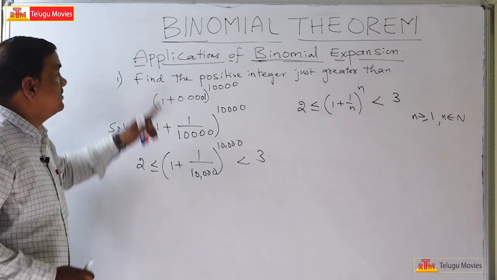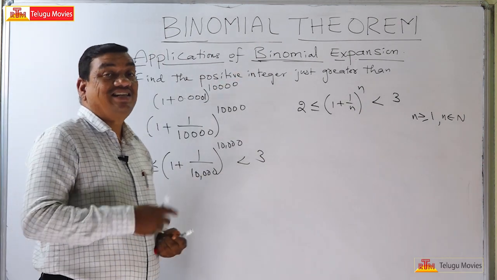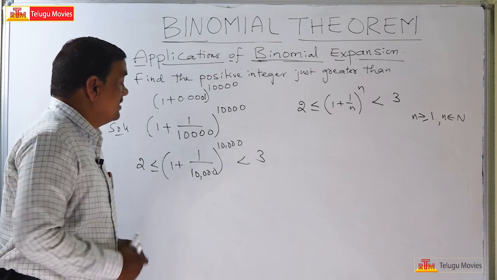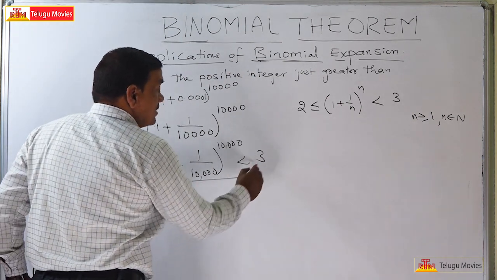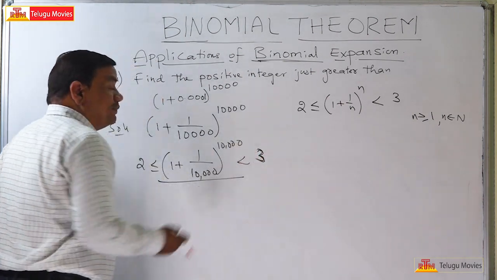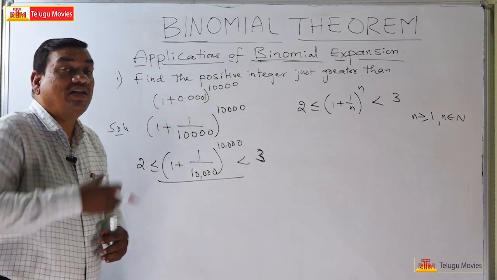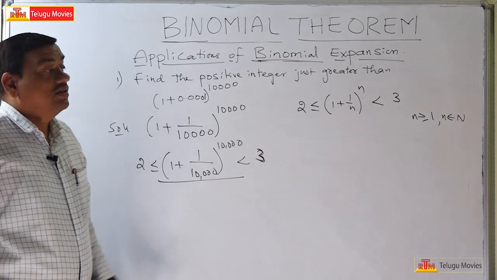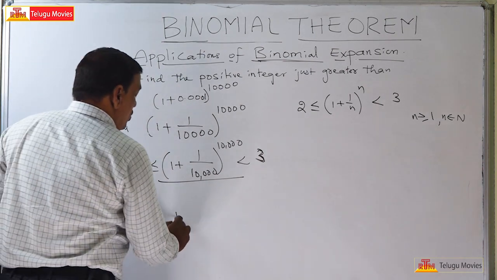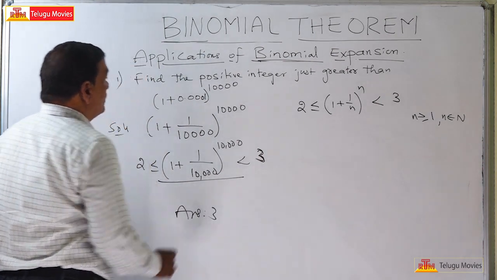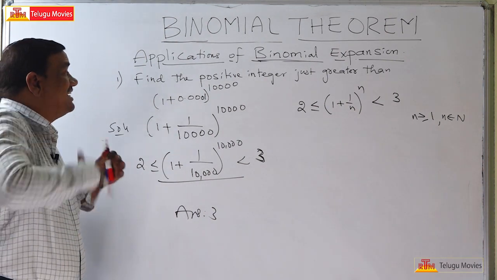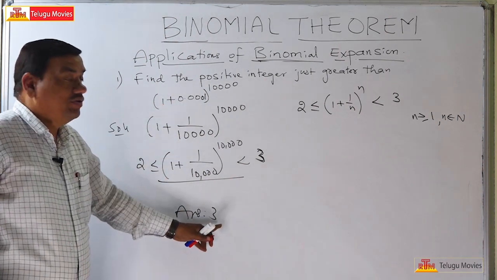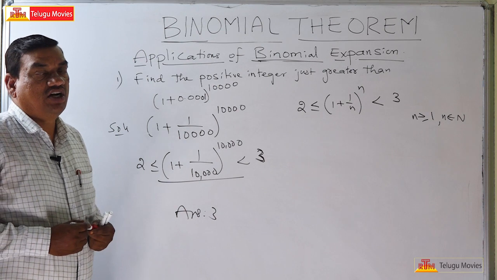Now the question is, find the positive integer just greater than this. That means this value is up to 3 only, that means 2.9999. What is the next positive integer? Means 3. Therefore, this answer is equal to how much? 3. The positive integer just greater than this value is 3. Understand this? Just greater than this is 3.